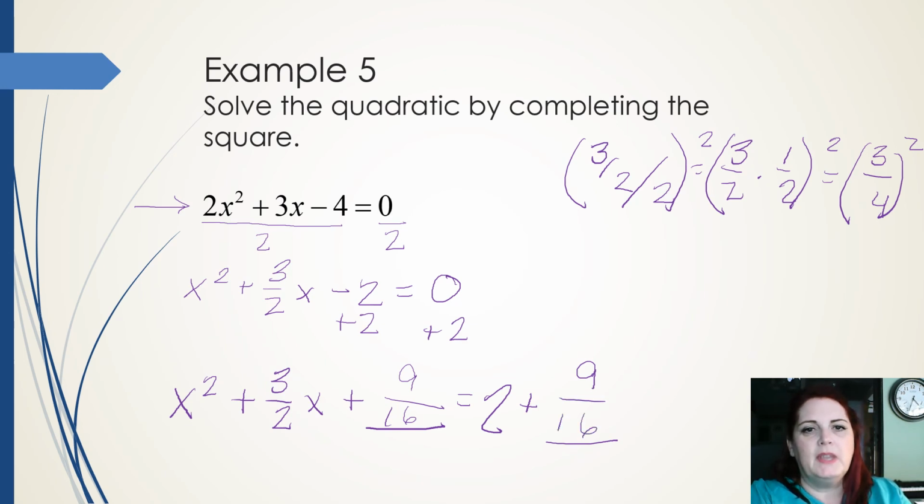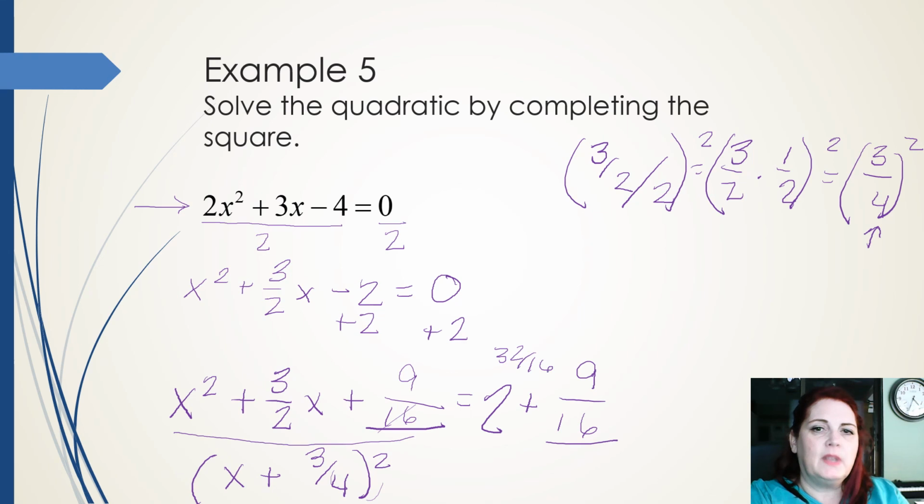All right, so this is going to get factored into x plus 3/4 squared. Remember, this 3/4 is the b over 2. That's what we found right there. And then we're going to take 2, which is going to be 32/16, and add it to 9, and that gives us, it's going to be over 16. 32 plus 9 is 41. So we have 41/16.